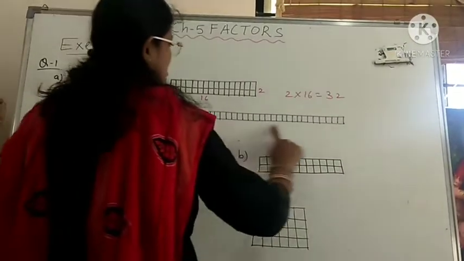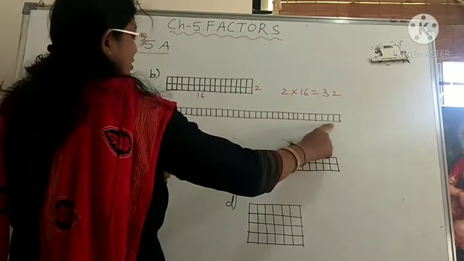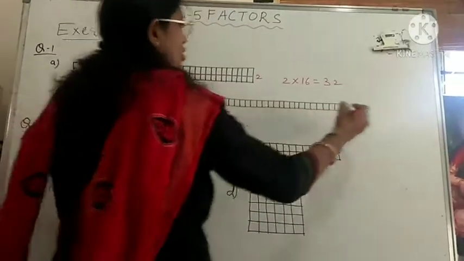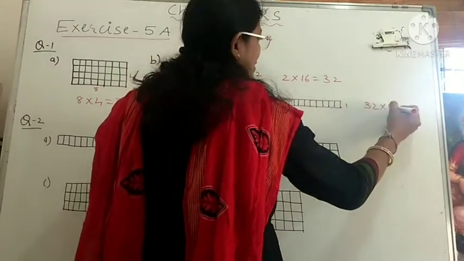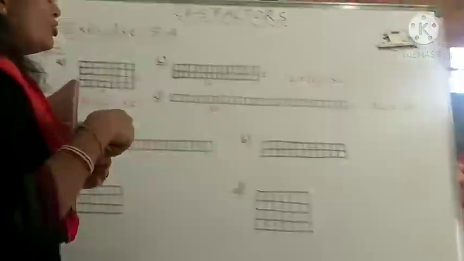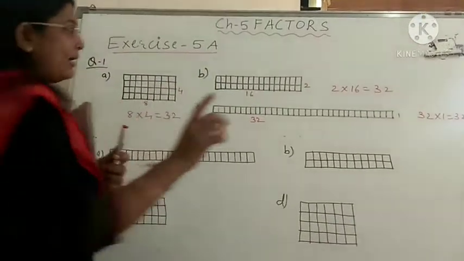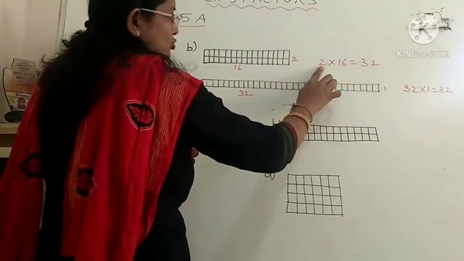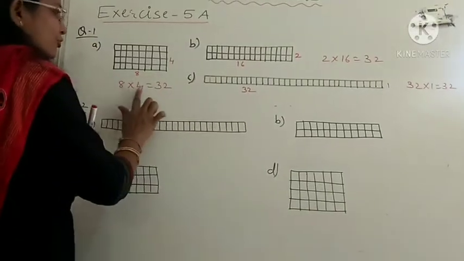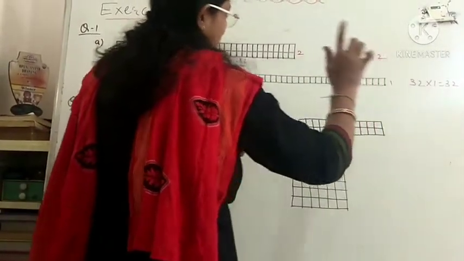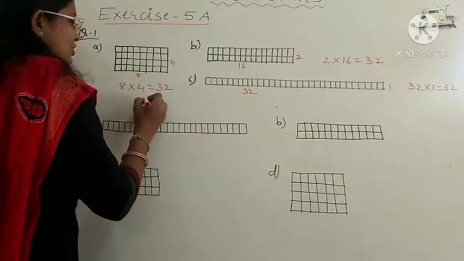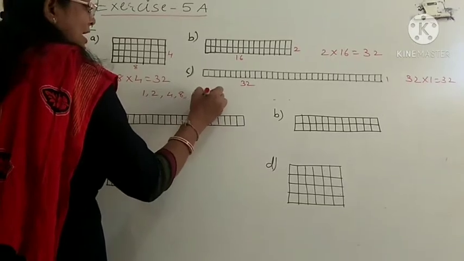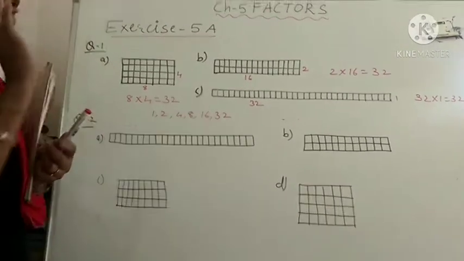In this C, this one line is of total 32 squares if we count, right? So here it is 32, here it is 1. So the factor for this will be 32 multiplied by 1 is equal to 32, right? So finally the factors of 32 are 1, 4, 8, 16, 2, 32, meaning 8, 4, 2, 16, 32, 1. Okay? So if we want to write the factors of 32: 1, 2, 4, 8, 16 and 32. These are the factors of 32, right?